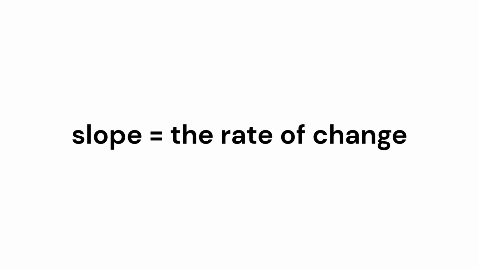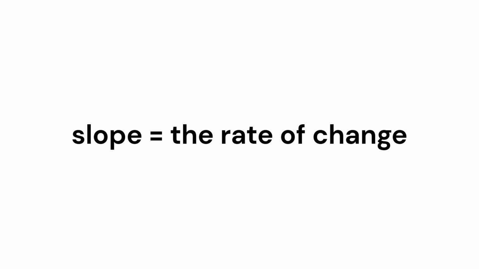When people start explaining what slope means, they typically start with a definition. So the definition of slope is the rate of change. In other words, slope tells you how much the y value changes when the x value changes by 1. How much is it moving up and down as you move right on the x-axis?